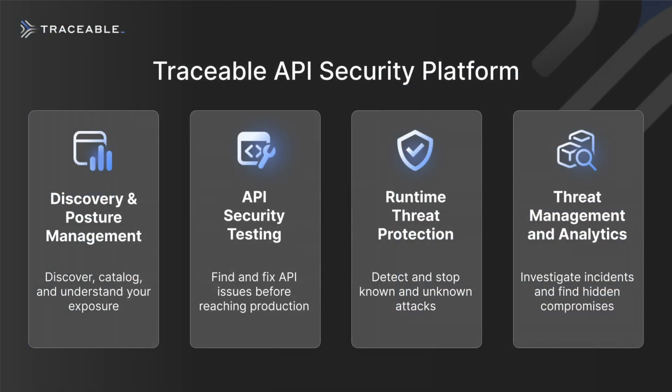The Traceable API Security platform can help you to discover and know your API security posture so you can properly secure your APIs. Test your APIs are secure before they are in production. Protect you from the growing numbers of API attacks and abuses, and use context to be better aware of threats and more efficient at root cause analysis and remediation.